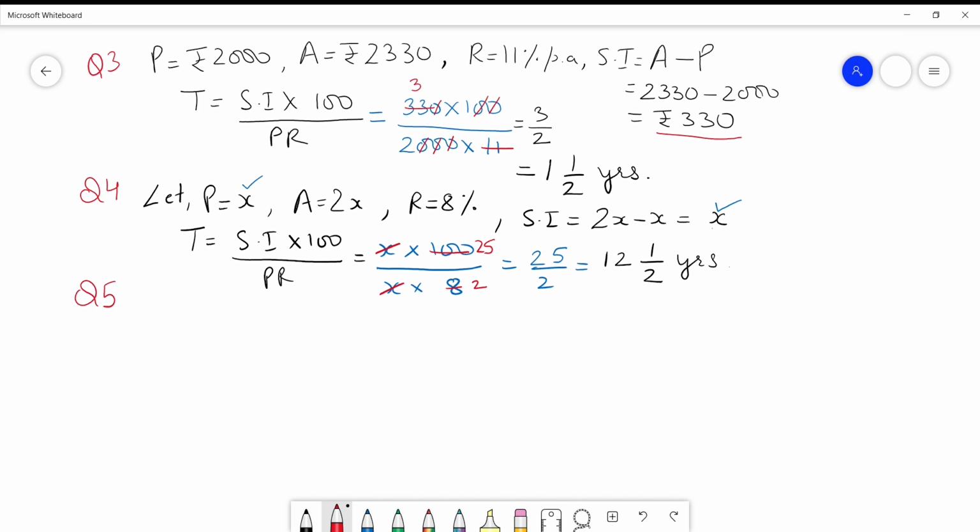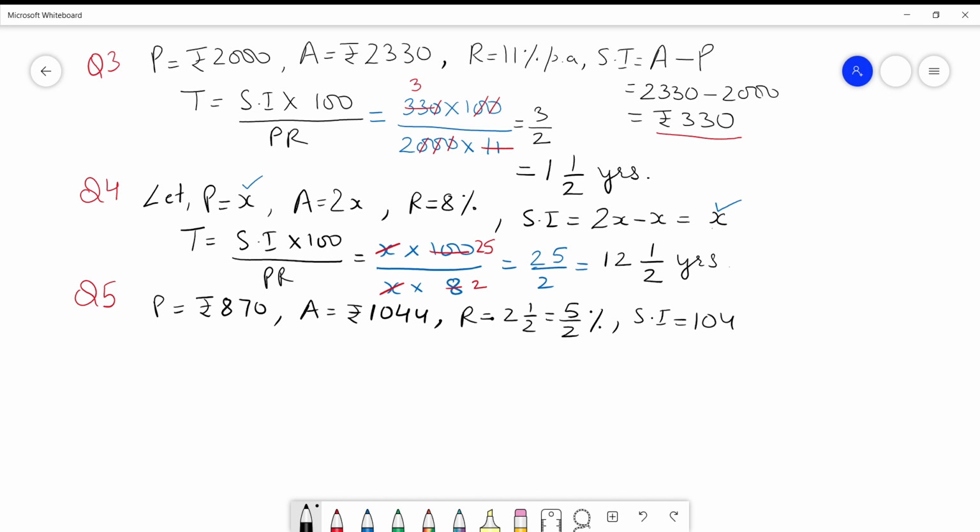Fifth question also is for the time. And now they have given us principal sum of money, that is 870, amount rupees 1044, rate is given to us as 2.5, that is 5 by 2%, and my SI is 1044 minus 870. It will be 174.